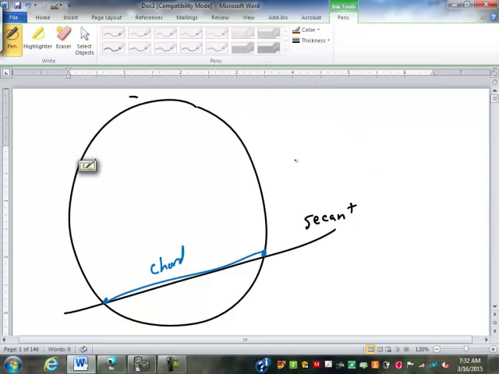Then we had, if I can draw it right, a tangent. Remember, a tangent was a line that just touched the surface of the circle, but never actually cut into it or penetrated the circle in any way.